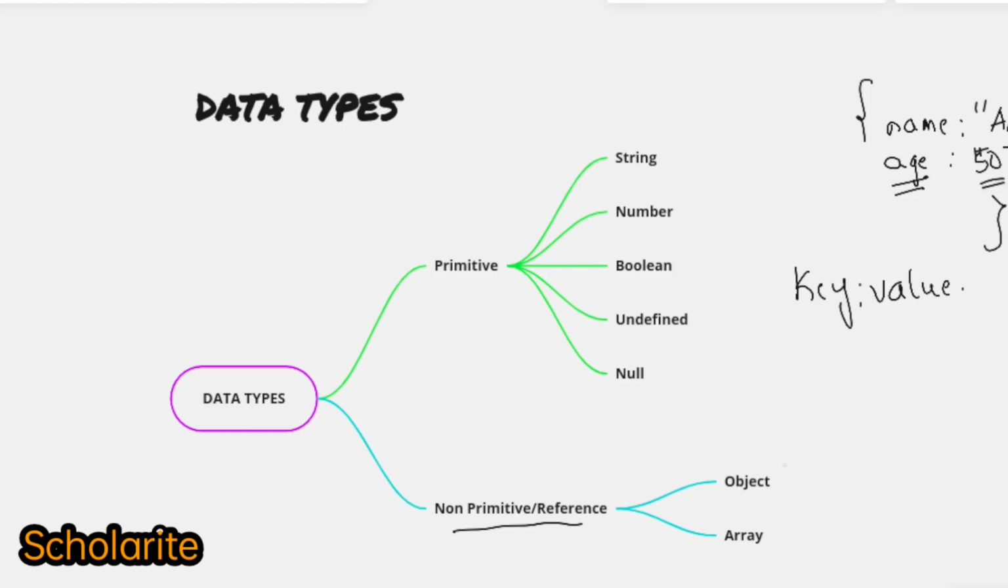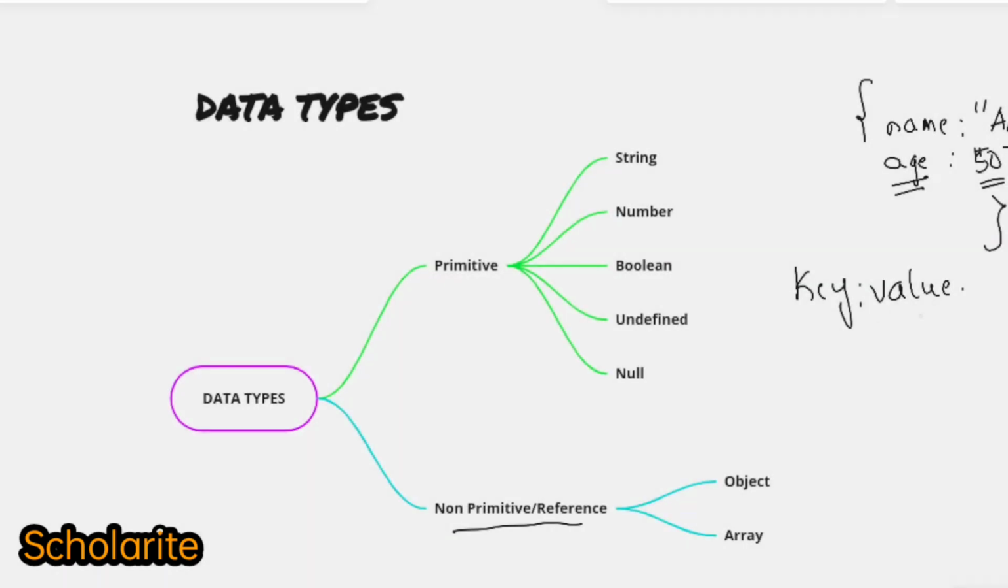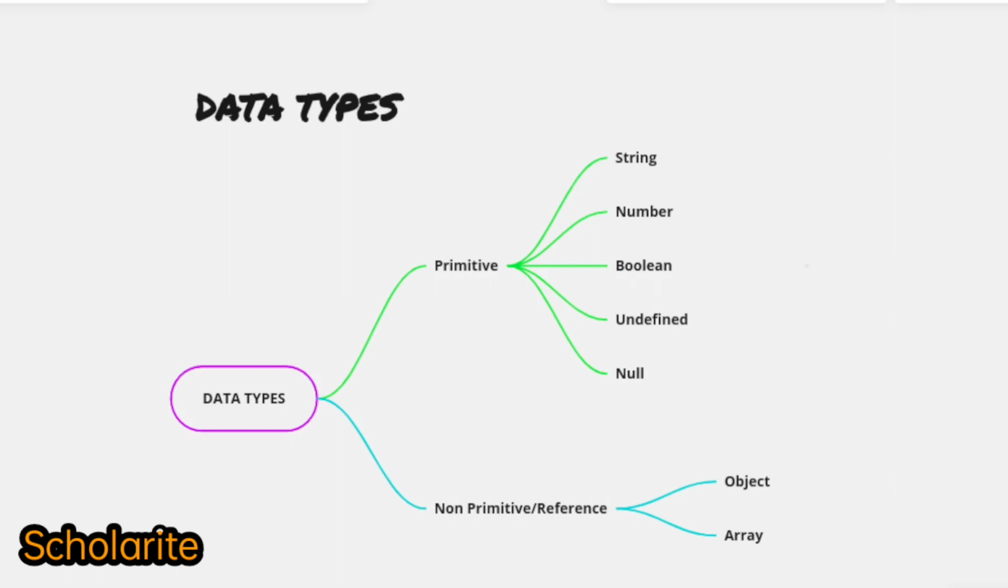So when we talk about reference or non-primitive data types, these are user defined data types and can have any kind of structure. They can have multiple primitive values like string, numbers, Boolean, and they are represented by key and value pairs. Similarly to the object, we also have another non-primitive reference data type, that is array.